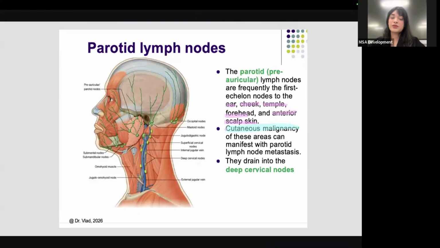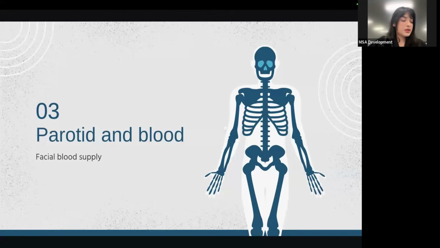And then you have the parotid lymph nodes, special because they are frequently the first echelon nodes to the ear, the cheek, the temple, the forehead, and the anterior scalp skin. So any cutaneous malignancy of these areas, if there's skin cancer anywhere in these areas, it's going to go to the parotid lymph node first, and then they drain into deep cervical. So if you see skin cancer, just put parotid lymph nodes. But just memorize these as well.